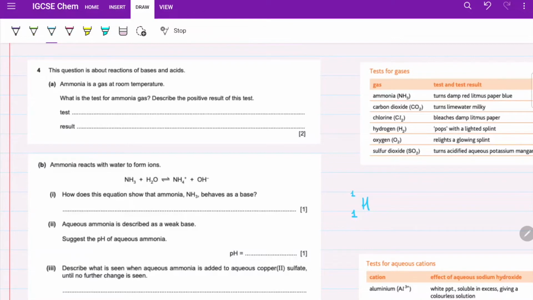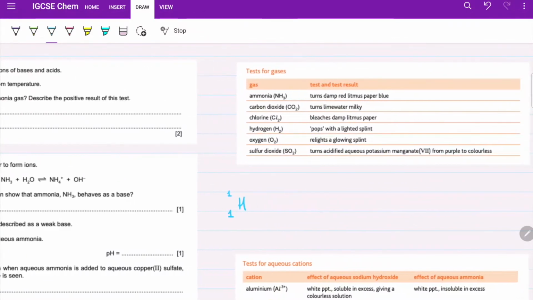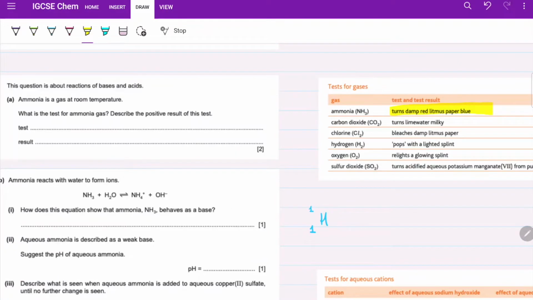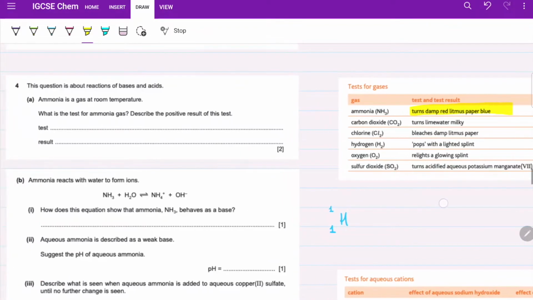Now, if you go to your syllabus, you're going to find the test for gases, and you'll know that ammonia turns damp red litmus paper blue. Of course, you're supposed to be memorizing these, so the more past papers you do, the easier it is for you guys to remember them. And of course, if you were given the chance to perform these experiments in person, that will definitely help you remember them even more. If not, there's a lot of videos online for you to check out.